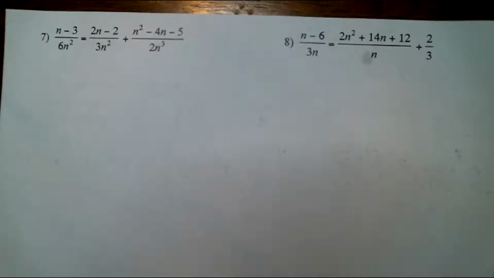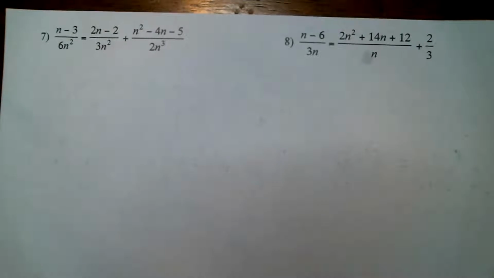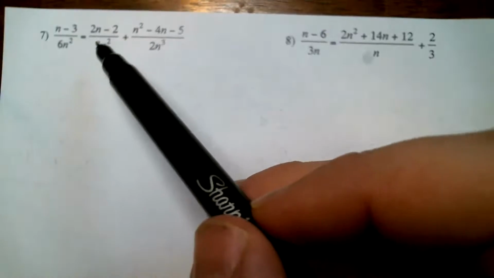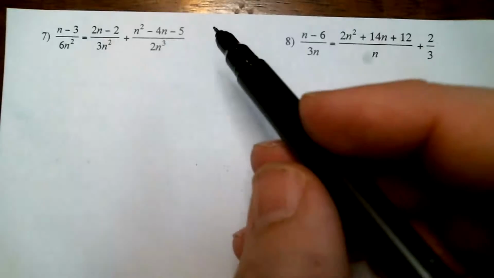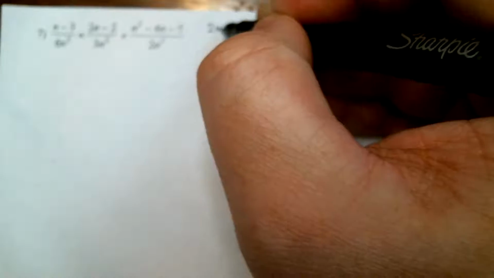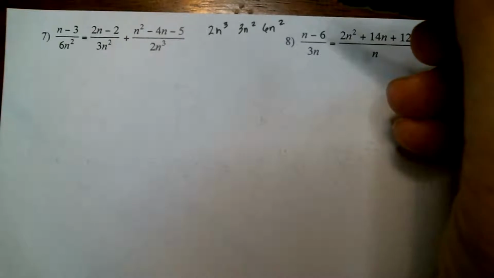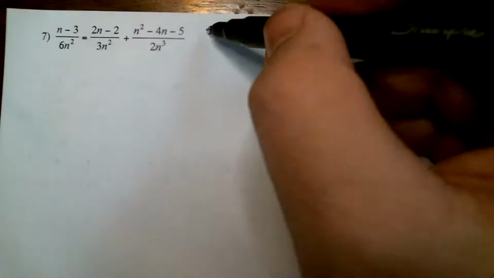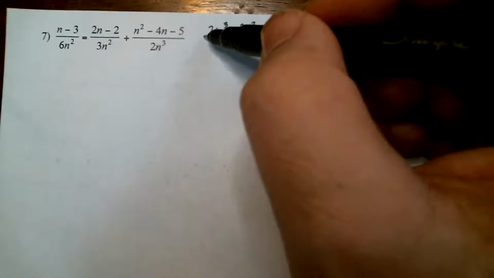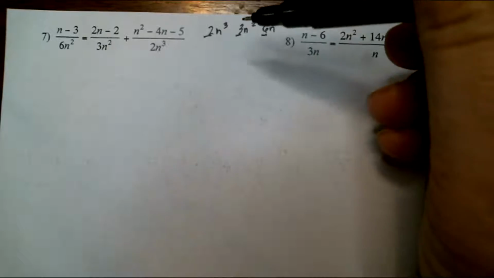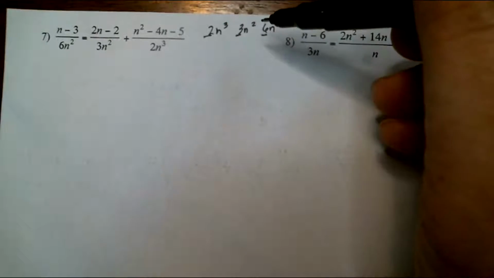Now, looking at number 7 real quick. I have 6n. I look at my denominators. I need something that's going to make each of these cancel. Okay. So I'm looking at 2n cubed, 3n squared, and 6n squared. So the way I would look at this is look at 2, 3, and 6 first. And really what you ask yourself, what's the least common multiple of 2, 3, and 6? And that would be 6.